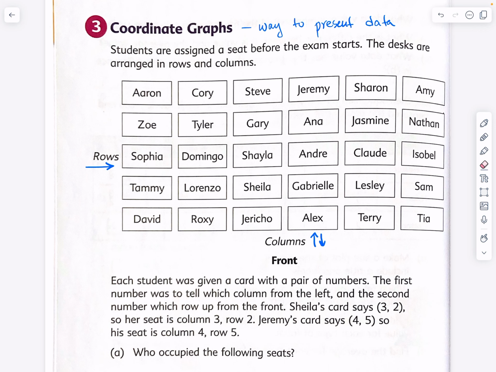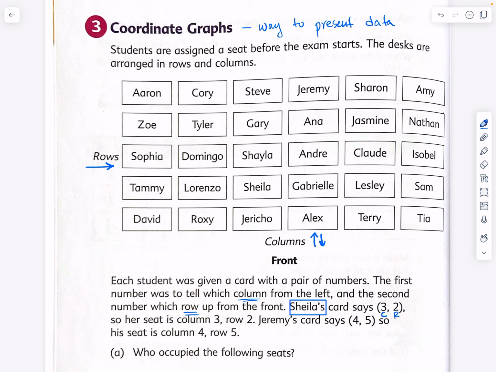Each student was given a card with a pair of numbers. The first number is to tell which column from the left, and the second number is which row from the front. Okay, so here is what they, for example, Sheila, right? We have Sheila's card and it says 3,2. 3 stands for column and 2 stands for row.